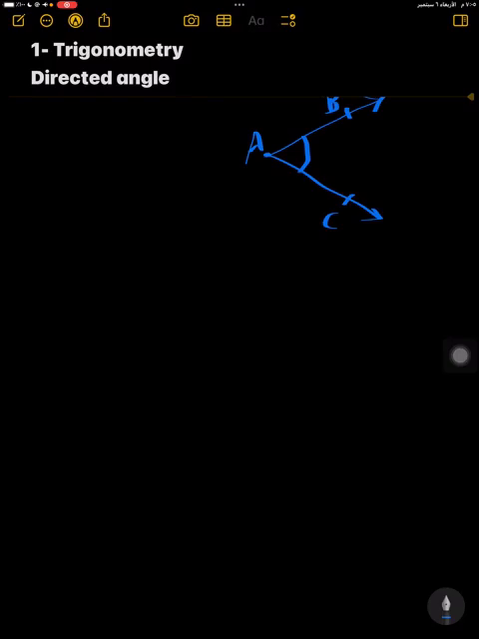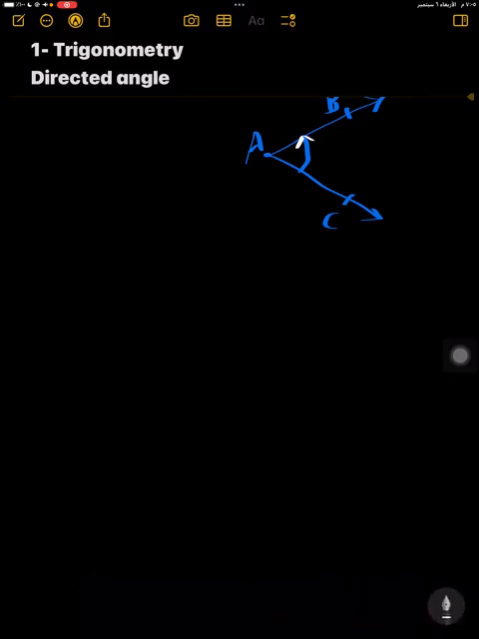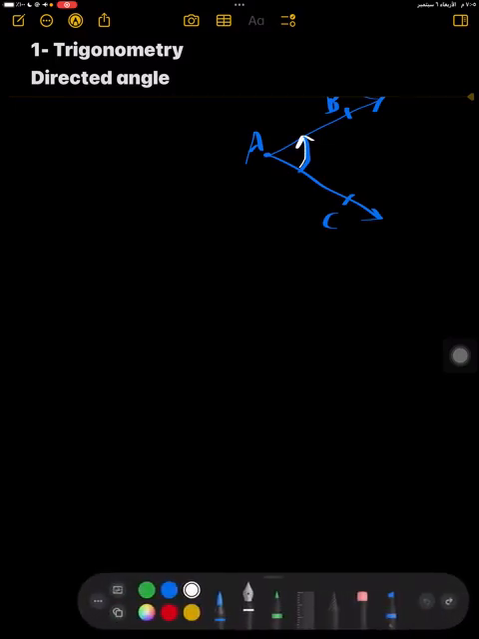What about the meaning of directed angle? Directed angle is an angle but has a direction. How can we know the direction of directed angle? We know the direction of directed angle by this arrow. Look at this arrow. This arrow is coming from AC.